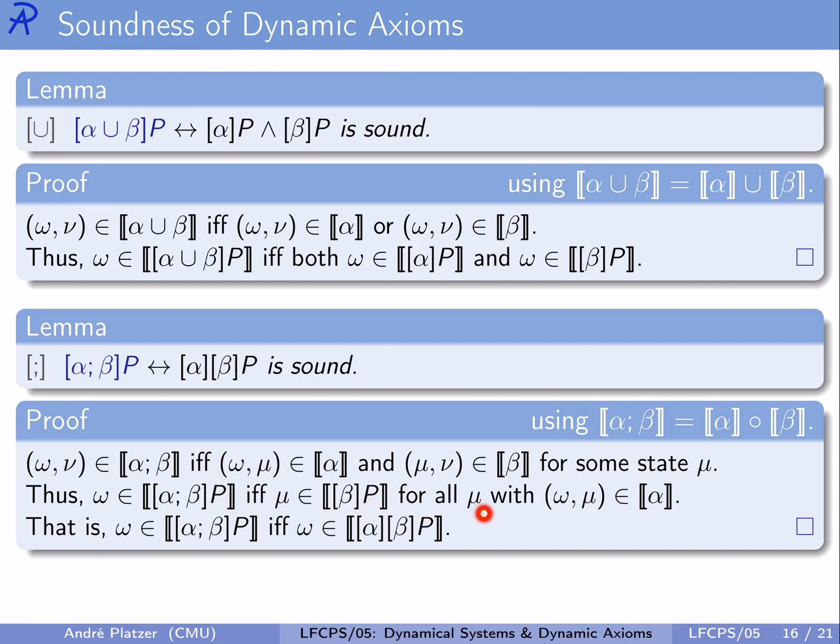For all the intermediate states mu we can go to from the old state omega by running alpha, and that is precisely the same as to say that the formula all runs of first alpha then beta are safe is true in the state omega, if and only if in the exact same state omega is the formula true that says after all behavior of alpha is it the case that after all behavior of beta are we safe. And likewise, we can convince ourselves about the soundness of all the other axioms that we've seen for differential dynamic logic.